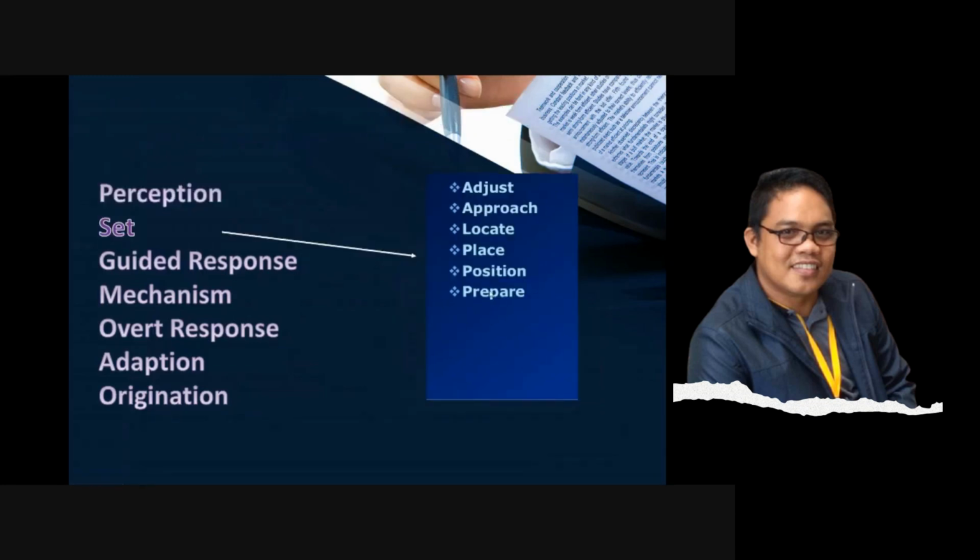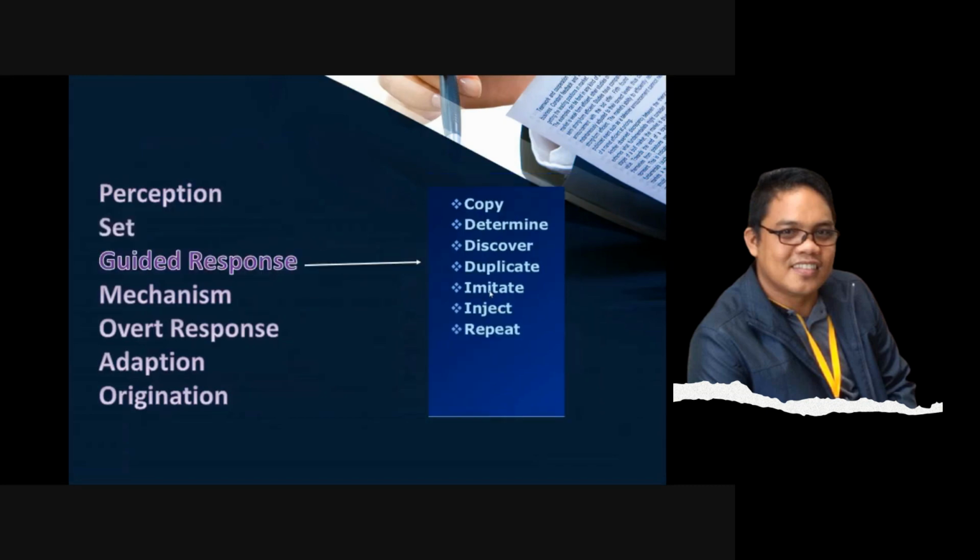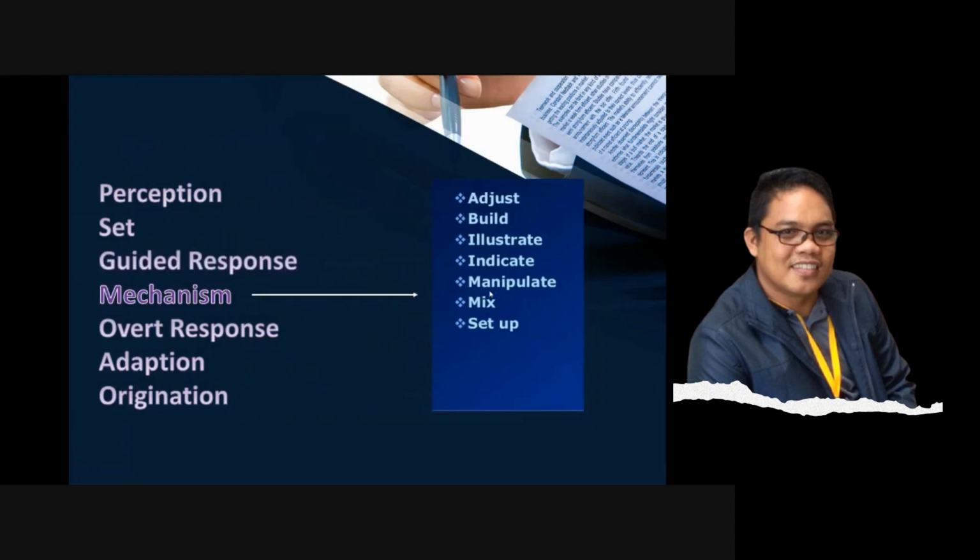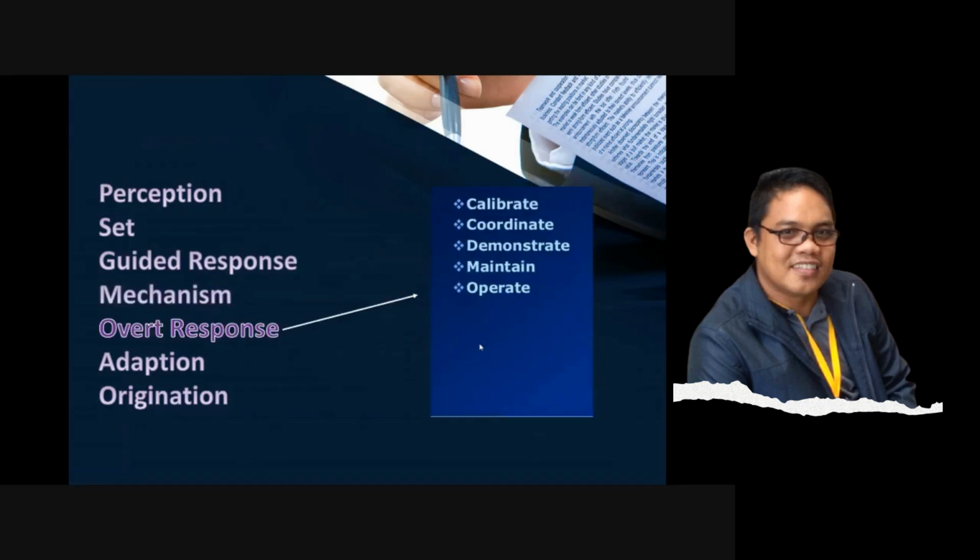For set, you can adjust, approach, locate, place, position, prepare. Guided response, you can have copy, determine, discover, duplicate, imitate, inject, repeat. So, ang dami. Mechanism: adjust, build, illustrate, indicate, manipulate, make, set up. So, these words are all measurable, more specific. Okay? Hindi po ito mga broad word. You can use this one in writing your objectives.